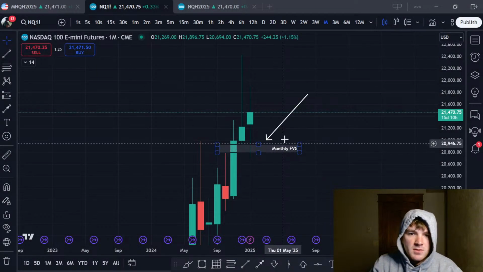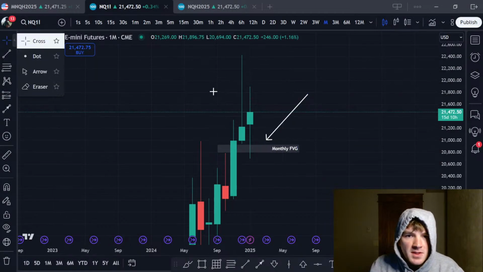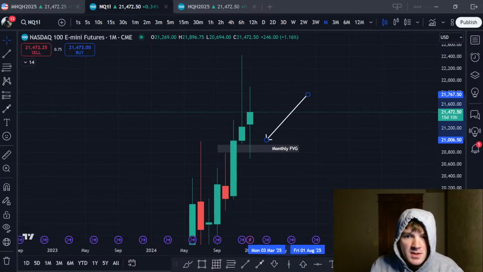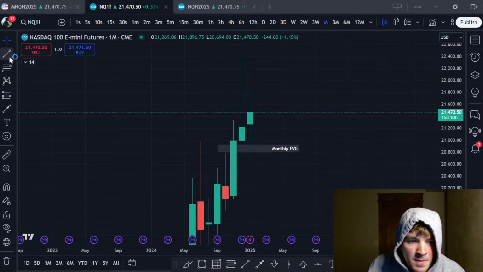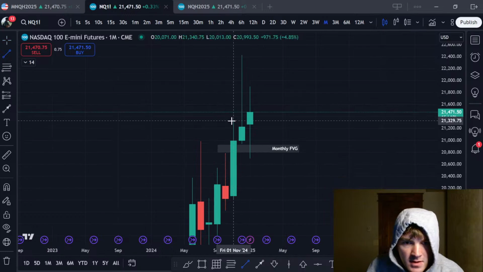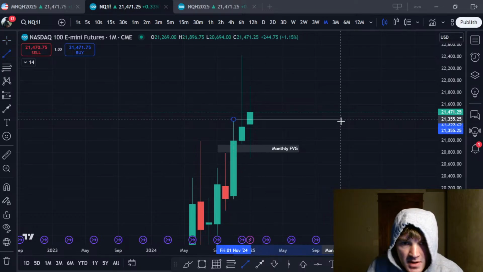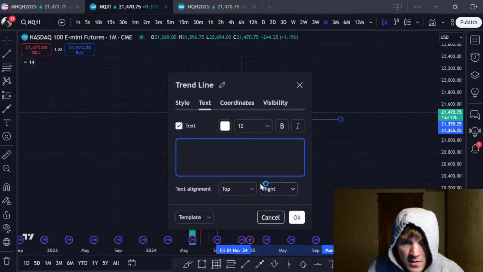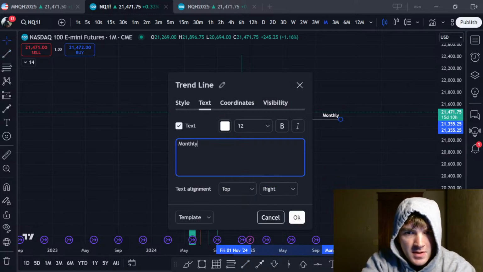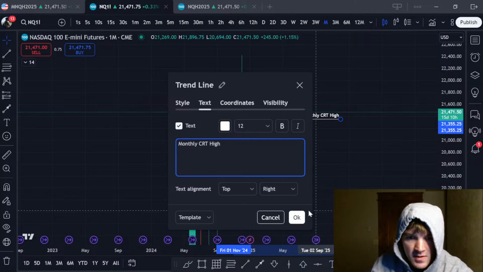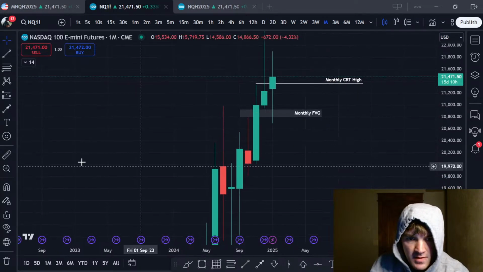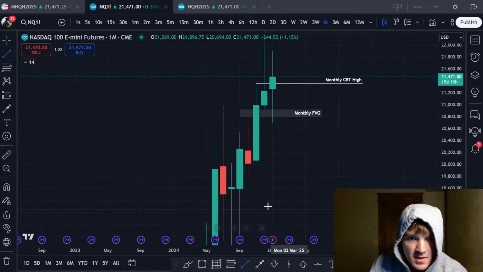And you'll note that this is like a monthly CRT, to be honest, because we have a candle range high here, the monthly CRT high, and then we have the CRT low right here.